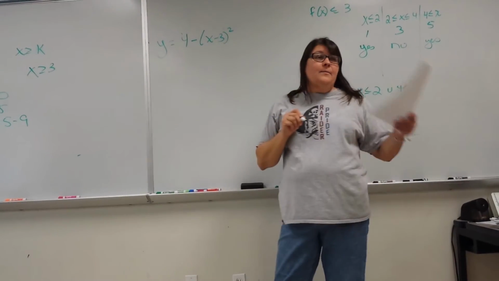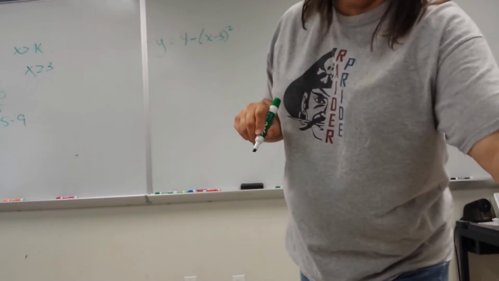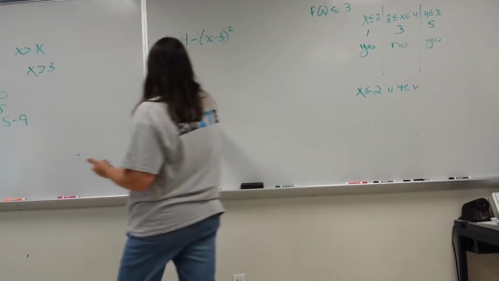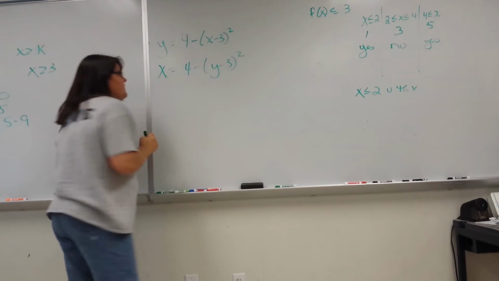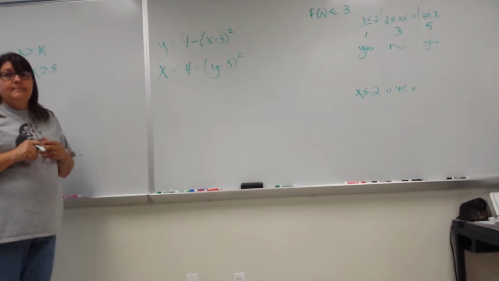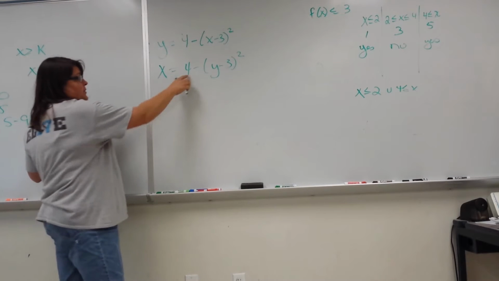Right? So that's step 1. What's step 2? Flip the x and y. Flip your x and y. So x equals 4 minus y minus 3 squared. So far, so good. Next step. Solve for y. So bring the 4 over.